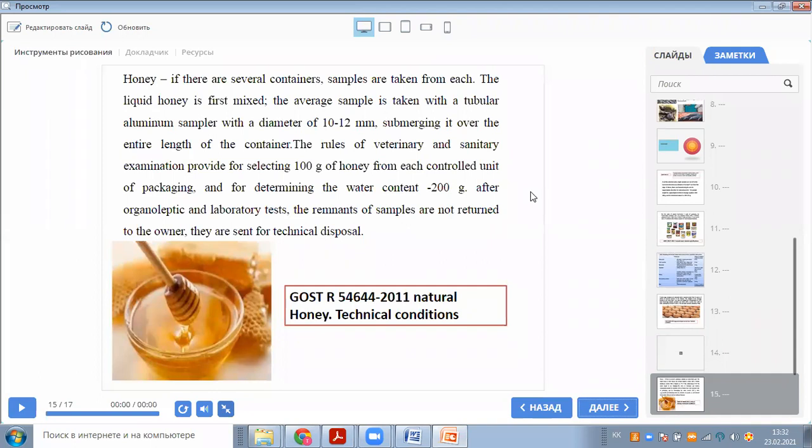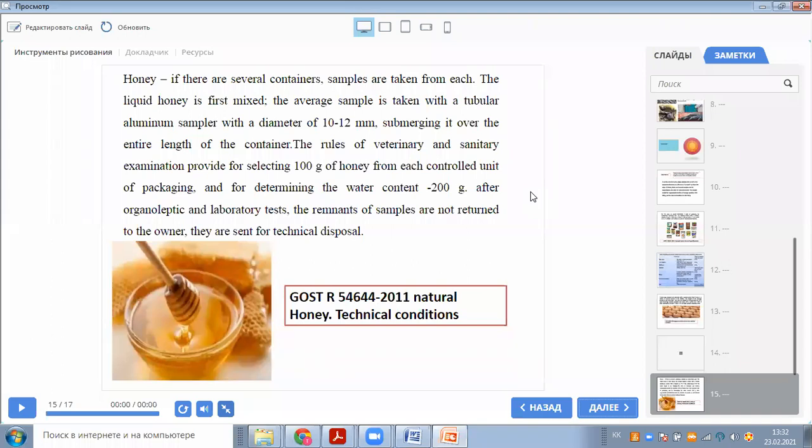Honey, if there are several containers, samples are taken from each. The liquid honey is first mixed. The average sample is taken with a tubular aluminum sampler with a diameter of 10 to 20 millimeters, submerging it over the entire length of the container.